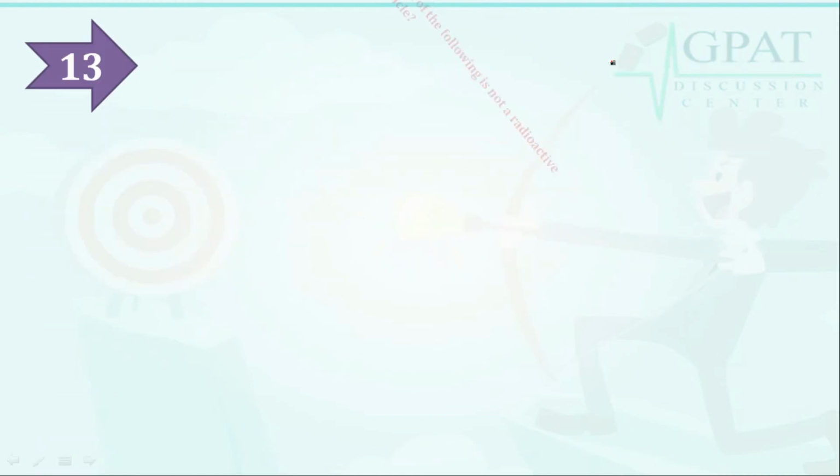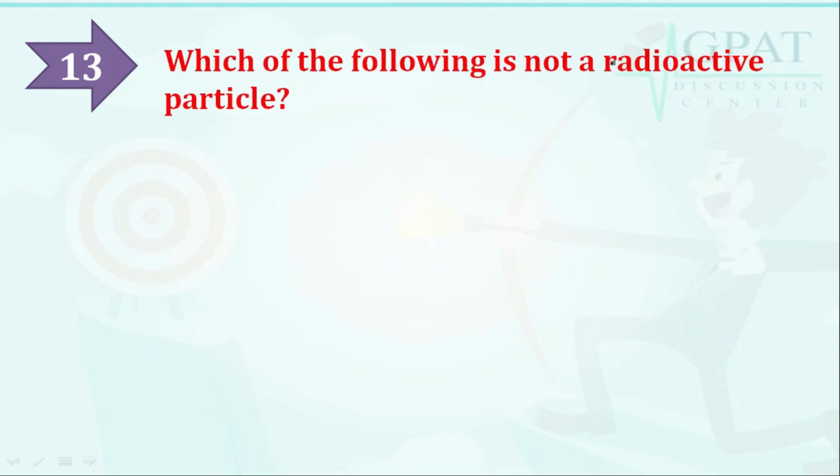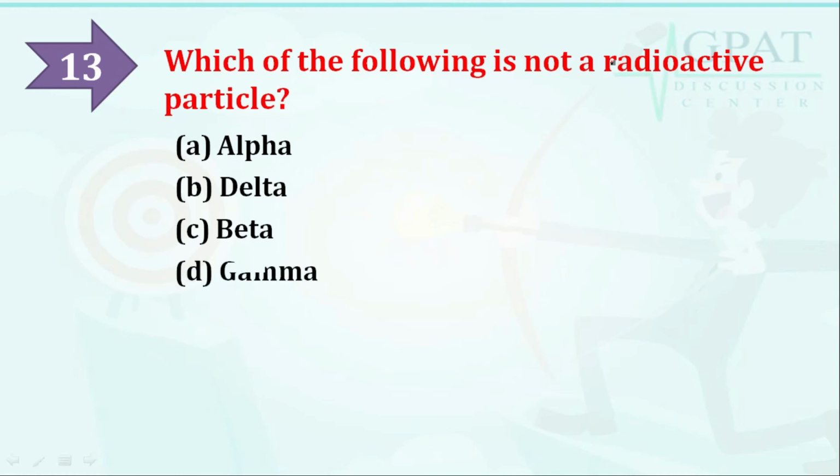And the next question is, which of the following is not a radioactive particle? So option A is alpha, option B is delta, option C is beta, option D is gamma. So which of the following is not a radioactive particle? So the correct answer is delta is not a radioactive particle.